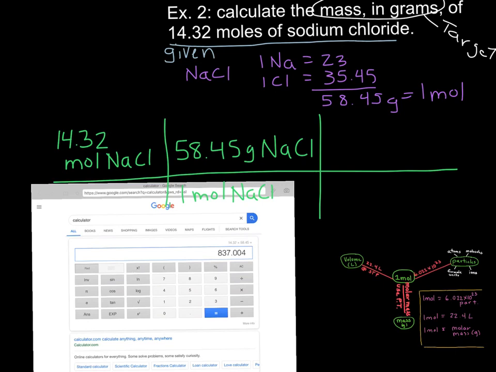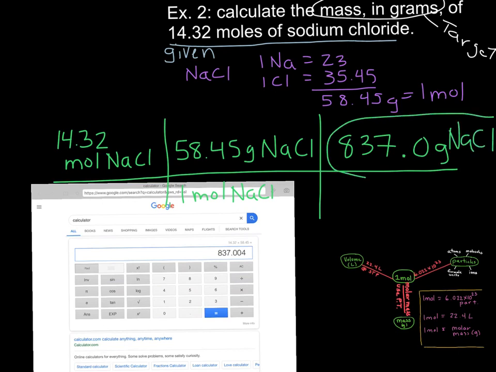837.004, but recall we have to keep our proper sig figs. We can only keep 4 sig figs because of the 14.32. So that tells us that we can keep 837.0 grams NaCl. And yes, once again, you do need to have both the mass unit and the chemical. The reason why is because in a later unit we're going to switch out chemicals too. Okay, guys?